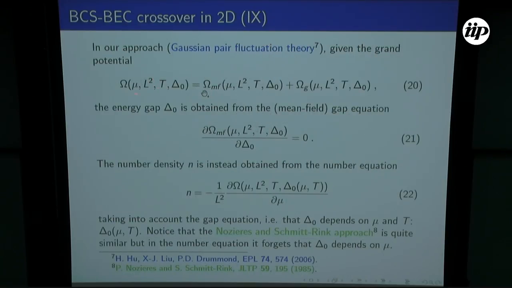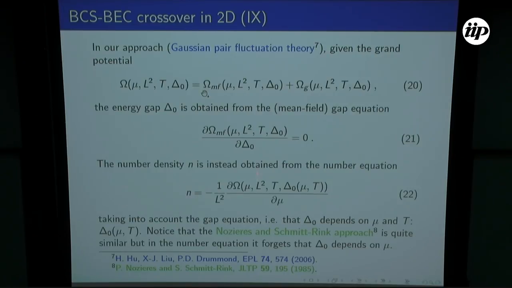Okay, formally, as I said, you have the grand potential written as mean field plus Gaussian. Both mean field and Gaussian depend on the chemical potential, the area, the temperature, and the mean field gap. And this gap is obtained usually imposing that the partial derivative of the mean field grand potential with respect to the gap is set to 0. So this is the mean field gap equation. Obviously, in doing so, you will get a formula that relates your gap delta 0 to the chemical potential and to the temperature, and in principle also to the area or the volume.